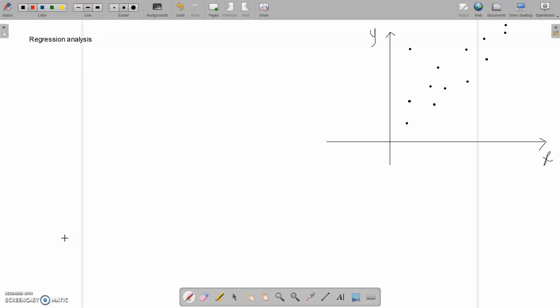Okay, so in the last lecture we saw two different types of curve fitting. The first one was interpolation, the second one was regression analysis, and in this experiment we will be talking about regression analysis. So in regression analysis, say you have a set of data like this, right?